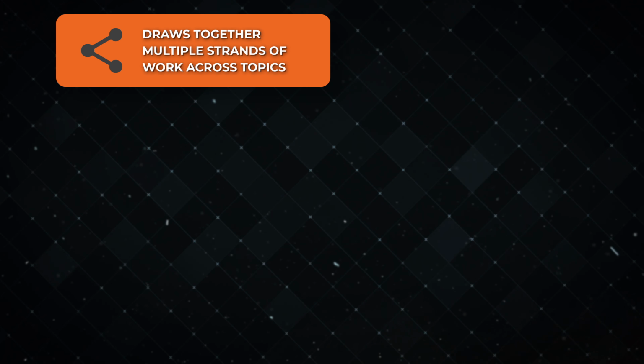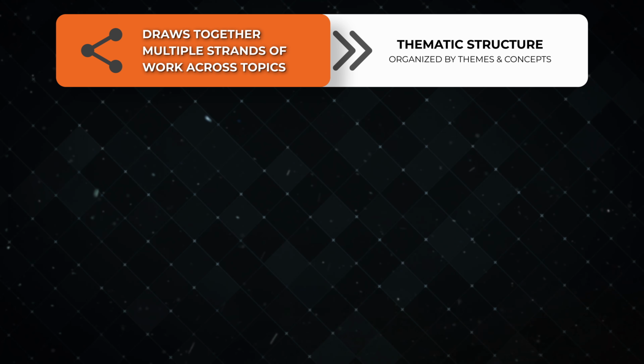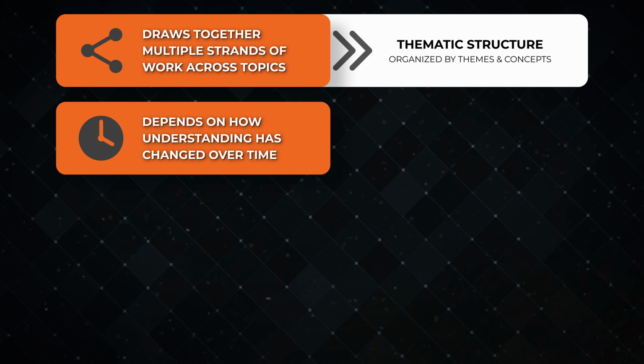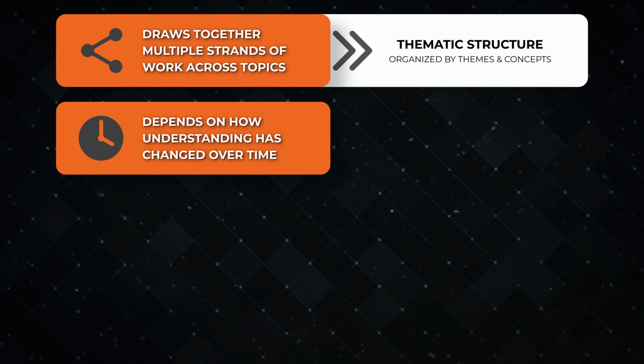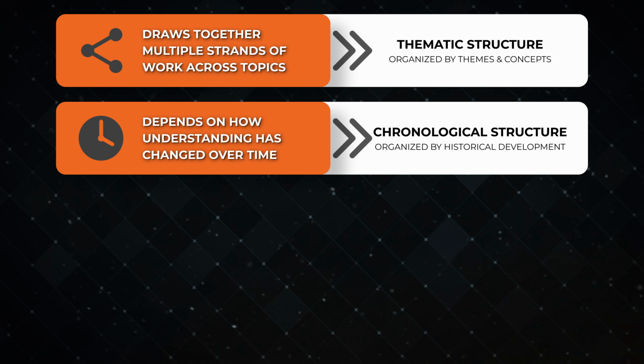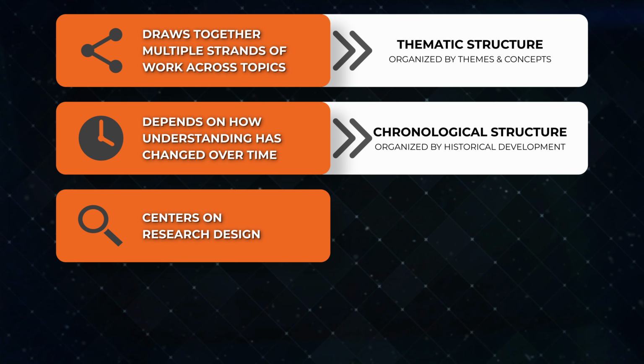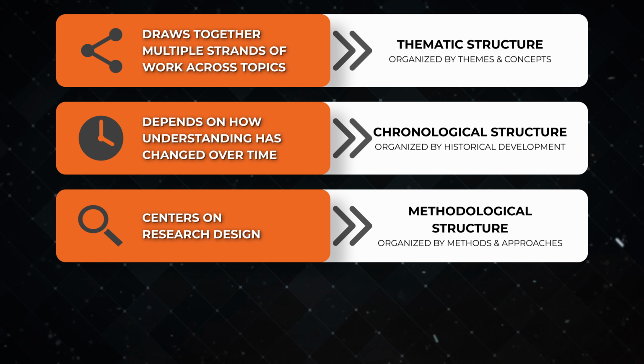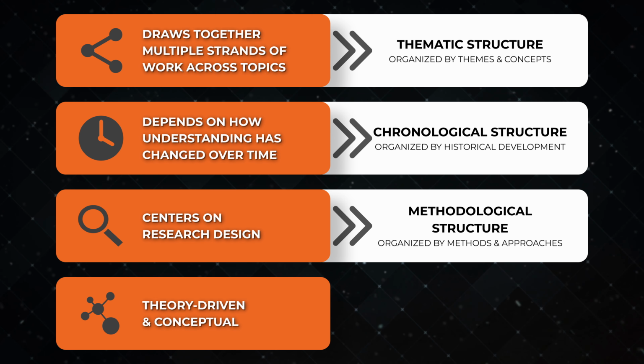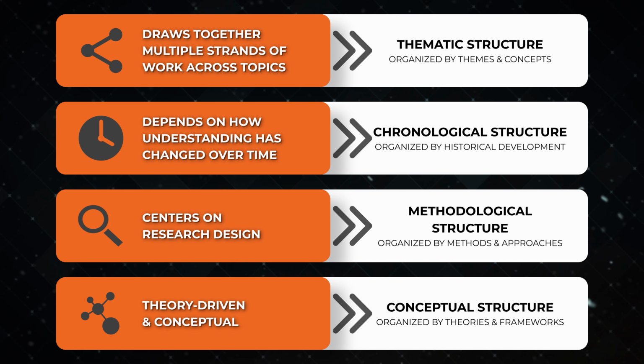So, how do you choose among these structures? The answer can be found in your research purpose. If your study draws together multiple strands of work across topics, thematic is usually the strongest. If your purpose depends on how understanding has changed, chronological may fit best. If your purpose centers on research design, methodological structures can be powerful. And if your purpose is theory-driven, a conceptual structure often makes the most sense.